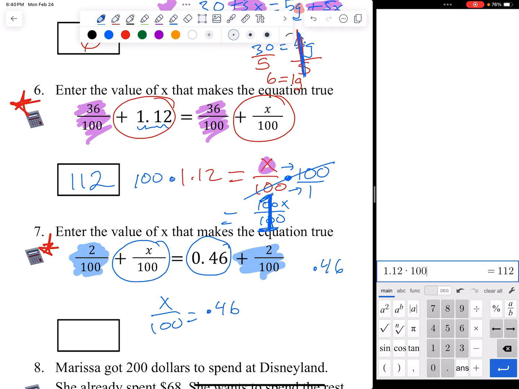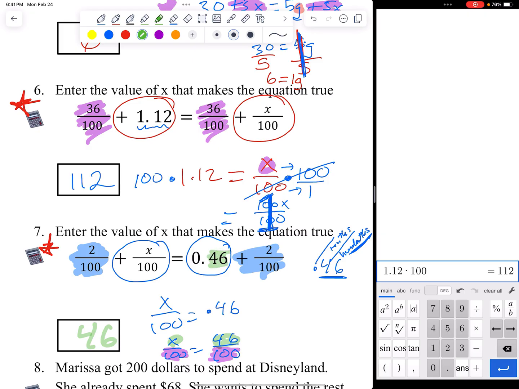remember back in elementary school, this was the 10, and the next one is 100, right? So this is 46 hundredths. Now it's x over 100 equals 46 over 100. Hey, look at the new pattern. The bottom is both 100. Therefore, x has to be what? 46. Hey, look at that.